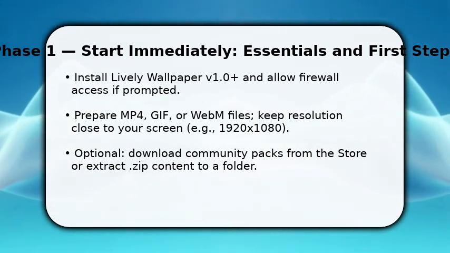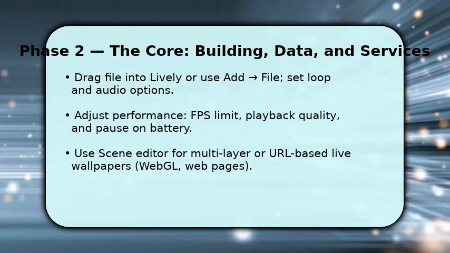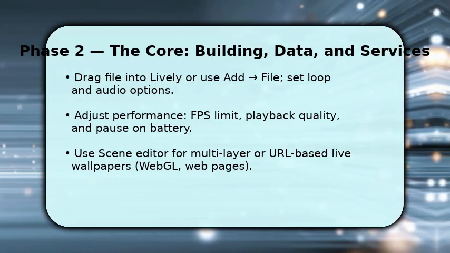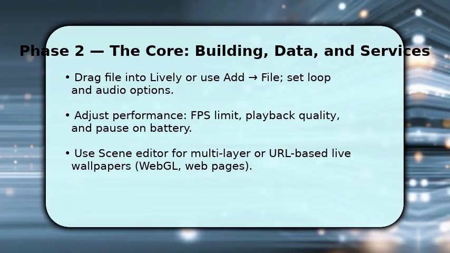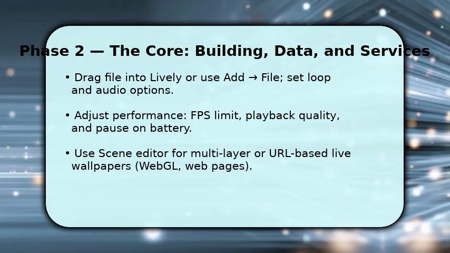Once the file appears, you configure playback and performance. Select the wallpaper and open Properties. Set loop, mute or keep audio, and choose whether it should pause on battery to save power. Next, open Advanced to limit FPS or enable hardware decoding for smoother playback.